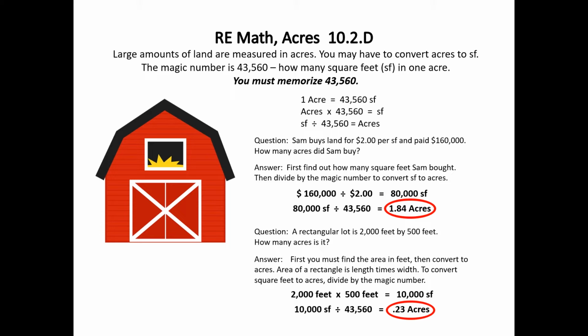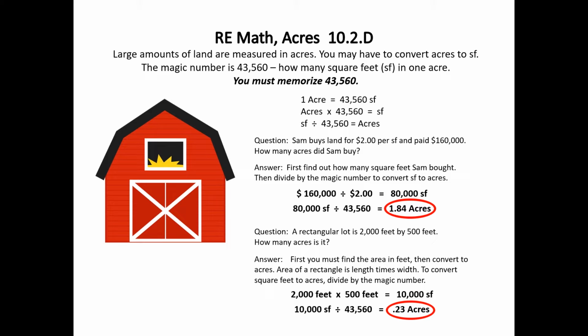Now, here's a typical question you might encounter. Sam buys land for $2 per square foot, and he paid $160,000. How many acres did Sam buy? Answer. First, find out how many square feet Sam bought. Then, divide by the magic number to convert square feet to acres.